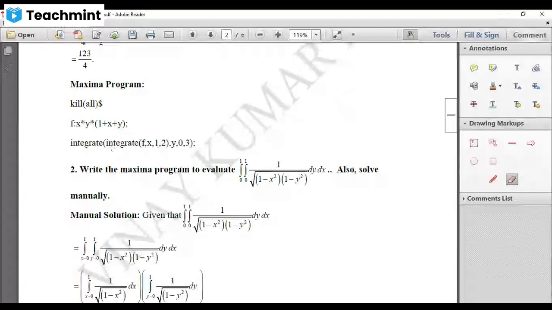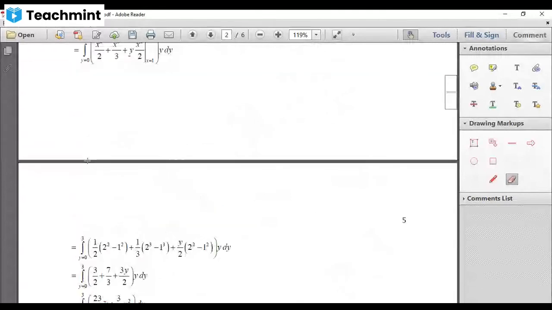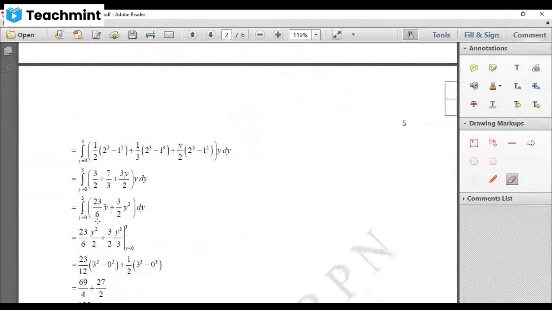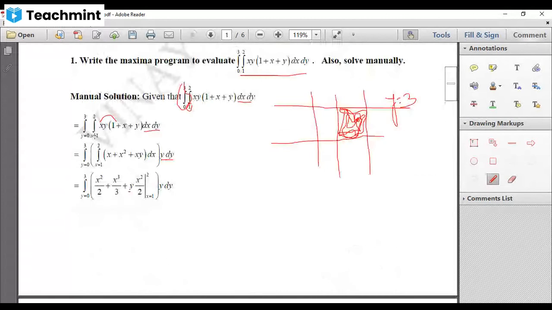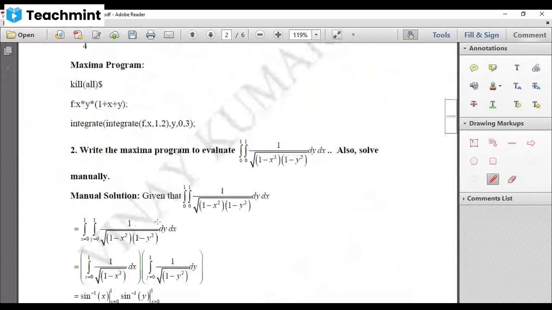Then you have to integrate that answer with respect to y. You got this answer by integrating with respect to x first. Okay, so after integrating with respect to x, integrate this answer, comma, y, from 0 to 3, 0 comma 3, right?